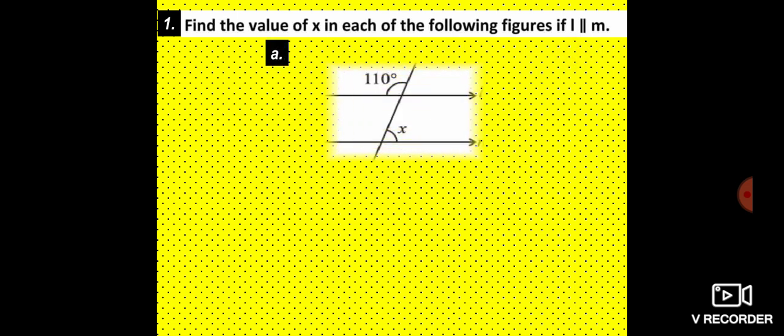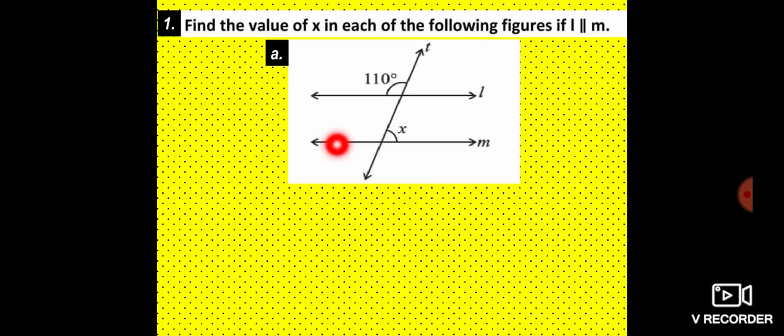Okay, let's see the first question. Find the value of x in each of the following figures if L is parallel to M. This is read as L is parallel to M. Our first figure is here. Line M, line L are two parallel lines and T is a transversal. 110 and x are given here. We find the value of x.